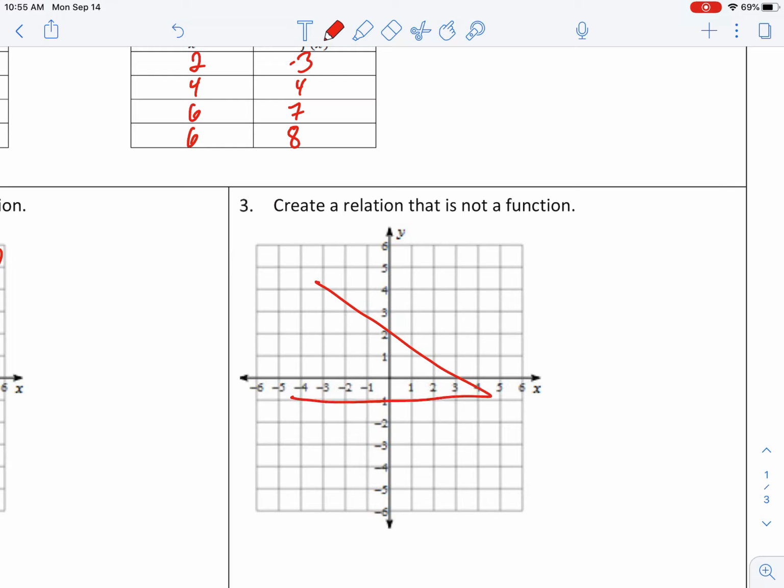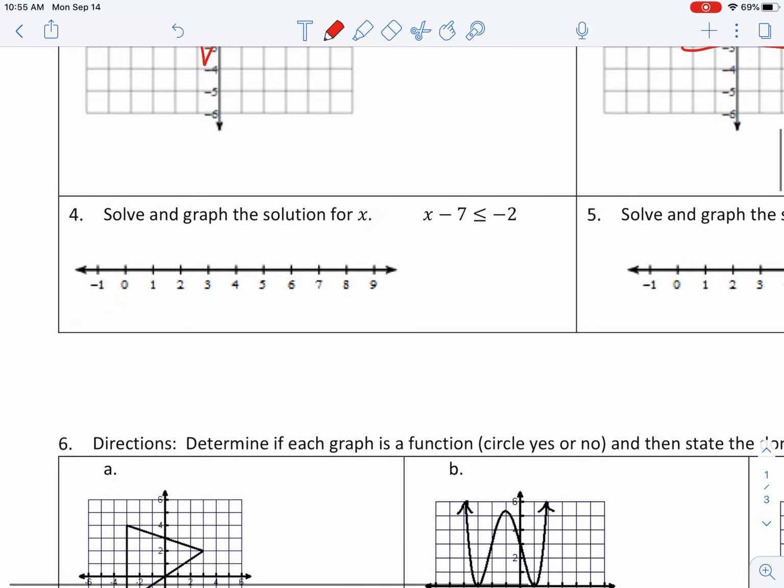Well, now something that's not a function, something that fails the vertical line test. There we go. It fails the vertical line test, so that's not a function. Could be a circle. We've seen a circle a few times, okay? So whatever you want to do, could be a square even, that's not a function.